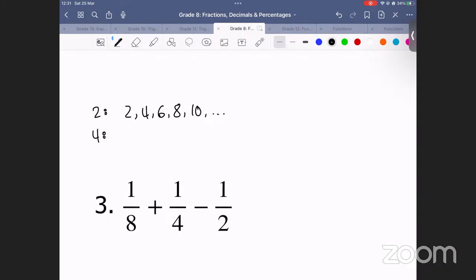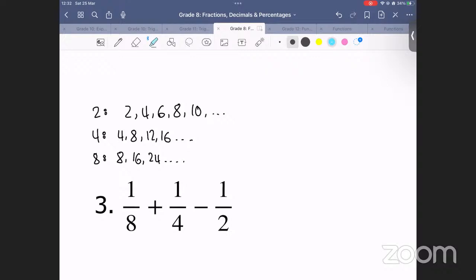Multiples of 4: 4, 8, 12, 16, and so on. Multiples of 8: 8, 16, 24, and so on.